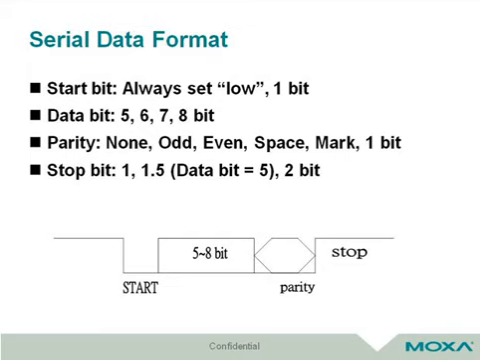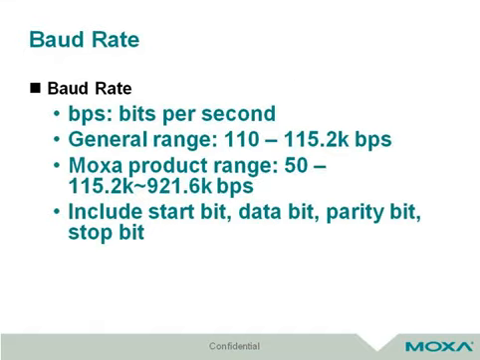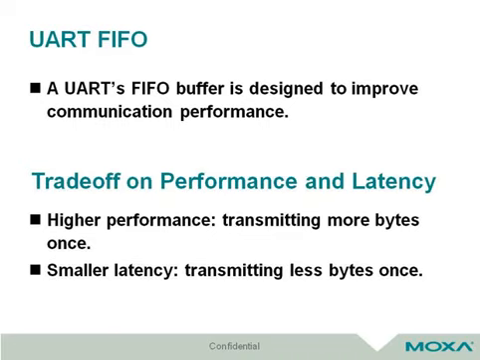You might wonder what parameters should be set. Don't worry. Usually the parameters are predefined on customers' devices. All you have to do is to set the parameters same as those devices. Baud rate. In serial communication, it is usually defined as bits per second. It means how many bits can be transmitted per second. For Moxa product, the range is from 50 to 921.6 kilobits per second.